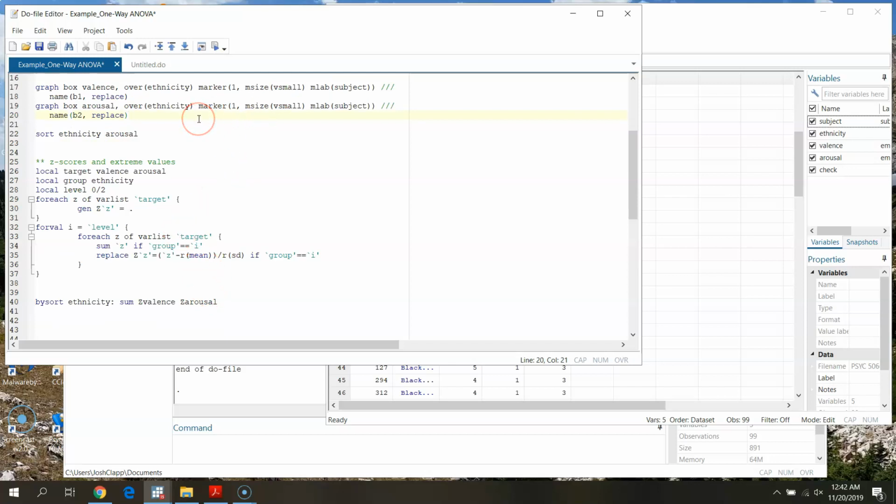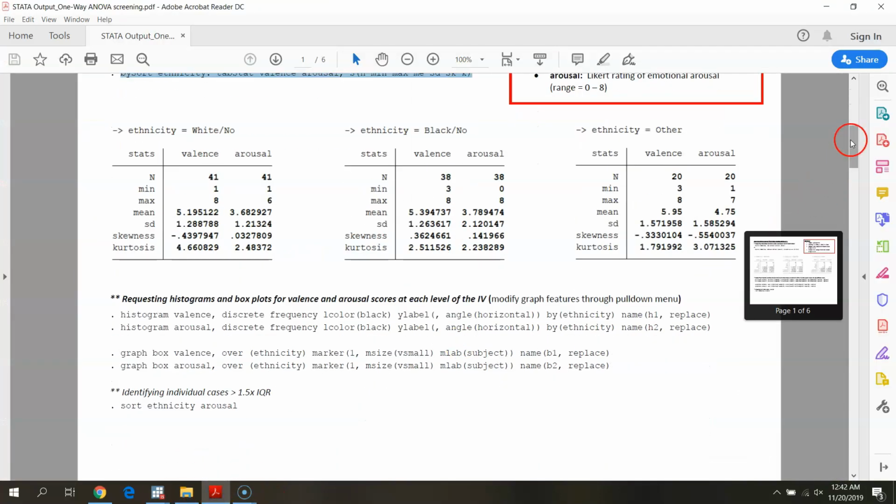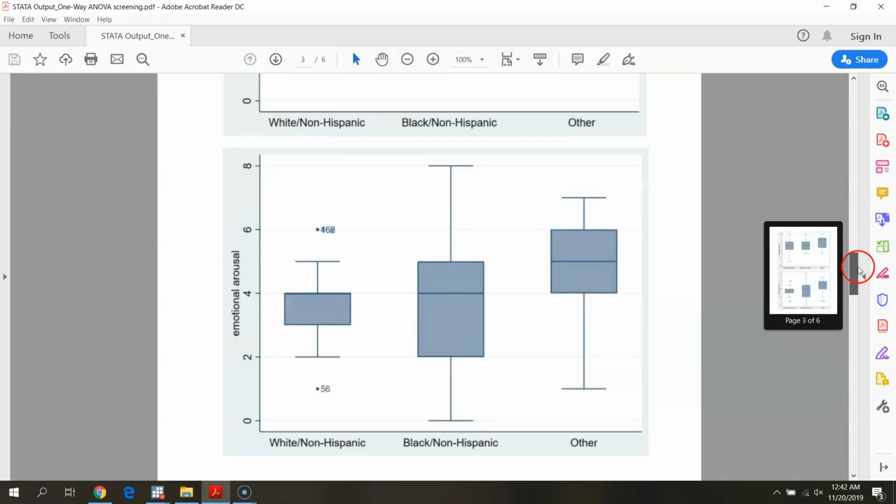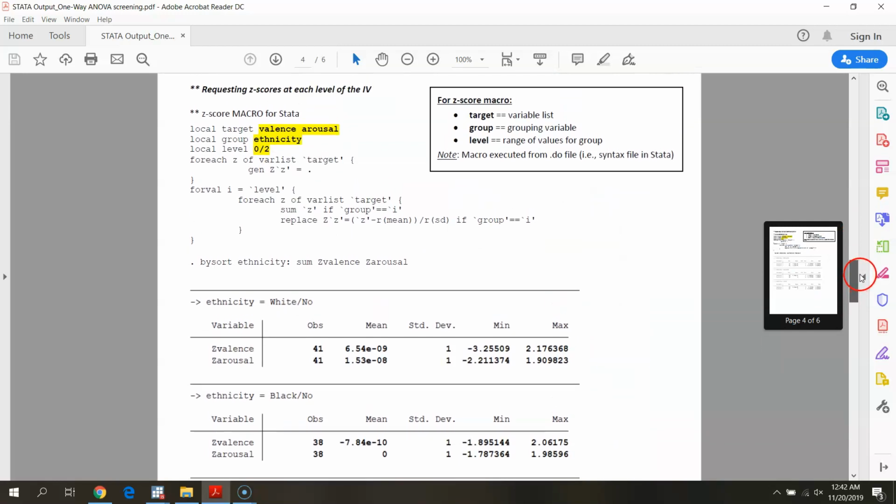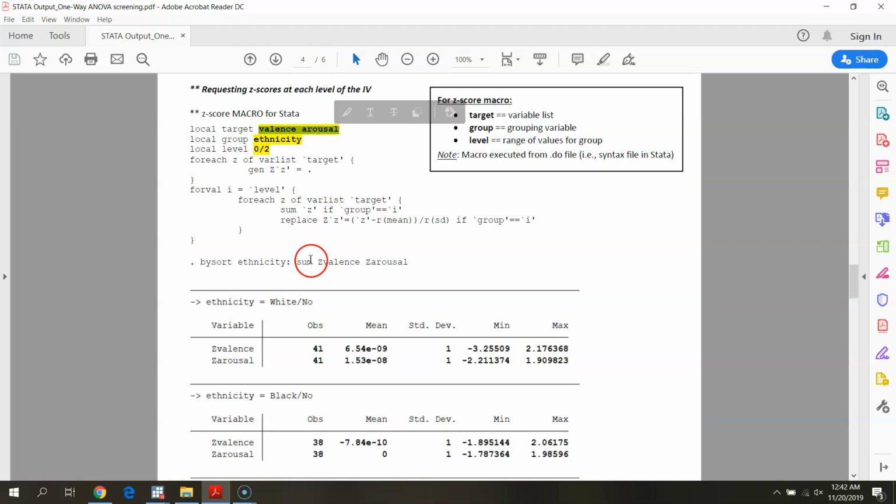Remember that to calculate z-scores by different groups, we put together this small macro here. You can just paste this in. When you're using this macro, after local target you're going to put in your variable names. Here we're looking at valence and arousal. Your grouping variable is ethnicity, and then the level.